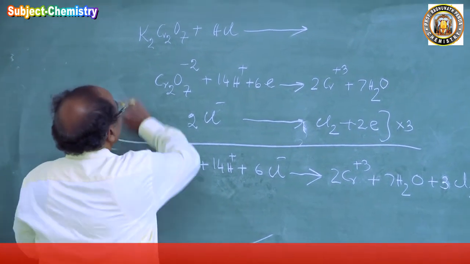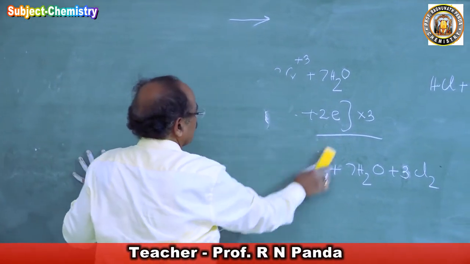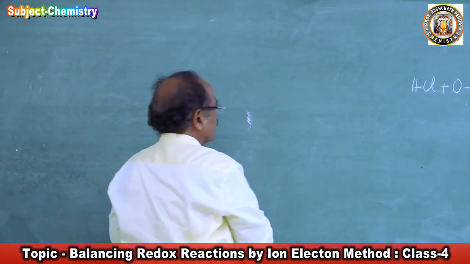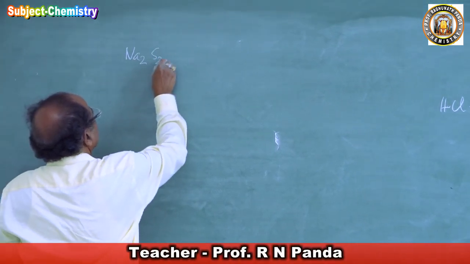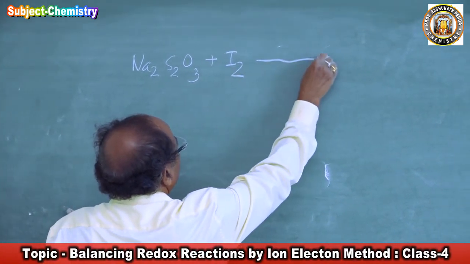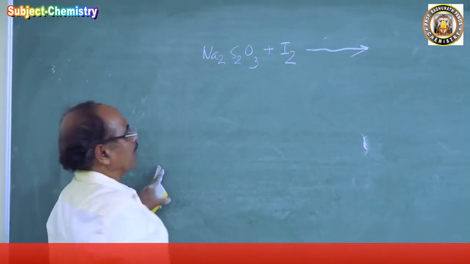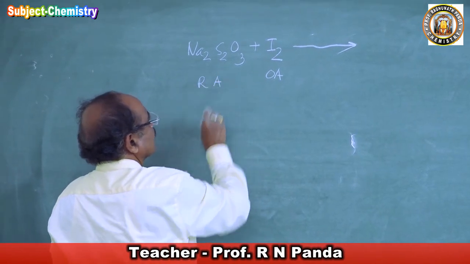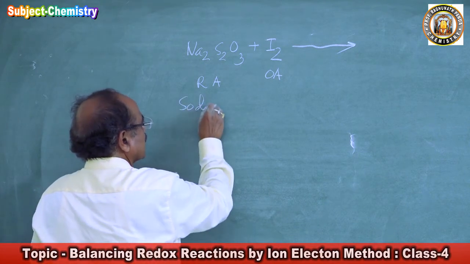Now we'll come to a reaction of sodium thiosulphate reacting with iodine. Another equation I am taking: Na2S2O3 reacts with iodine. We will balance this in ionic form. Here iodine is the oxidizing agent, and sodium thiosulphate is the reducing agent. This is called sodium thiosulphate.